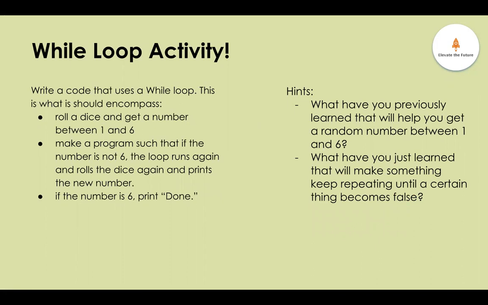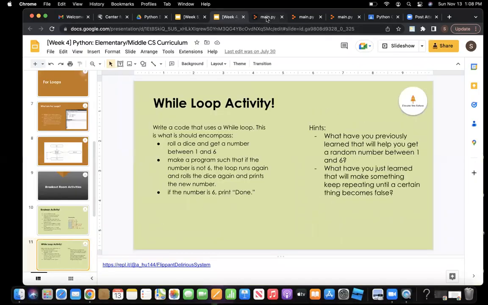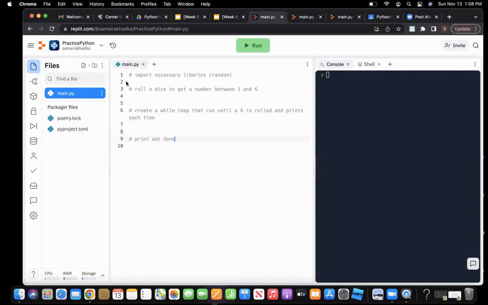Make a program such that if the number is not 6, the loop runs again and rolls the dice again and prints the new number. And if the number is 6, then print done. So we're going to try that right now. So this is what we're going to do here.